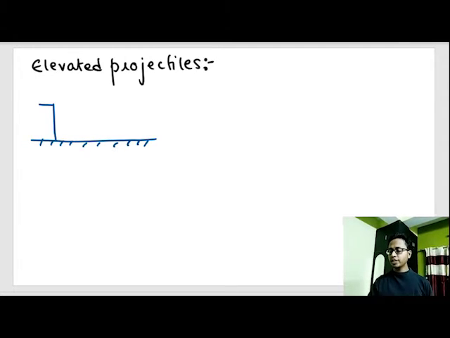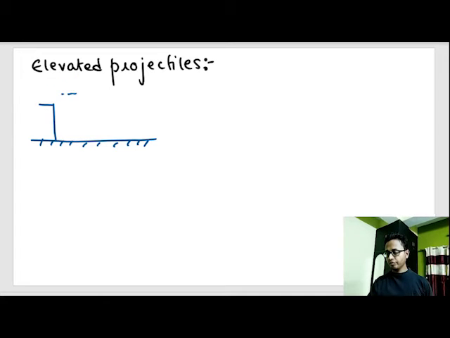Ground to ground projectile means the particle was thrown from the ground and reached the ground. But now I'll do a person standing on top of a building throwing a stone with some velocity v, making an angle theta with the horizontal.